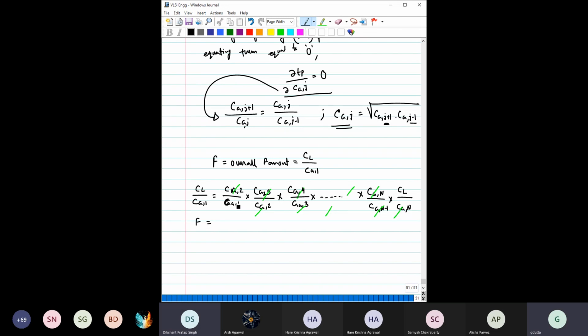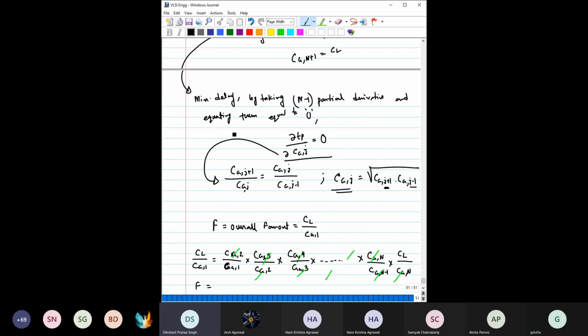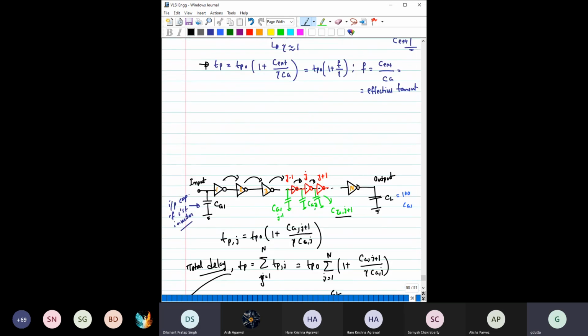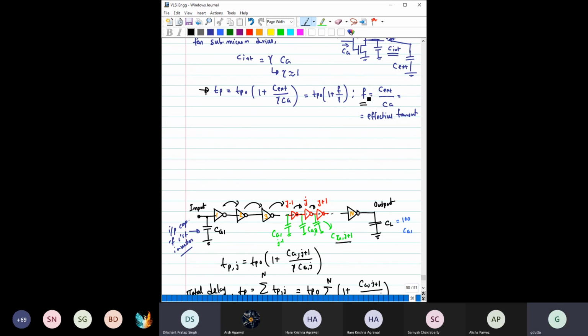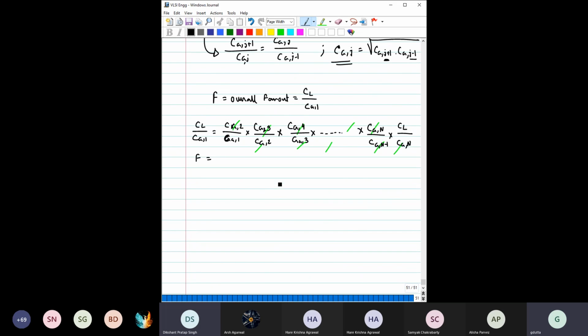Now what is this? The first one is that factor, CG2 by CG1, and this is that scaling factor f for one single stage. So that means we are changing by f, so this part is f, this is f, this is f. How many times would it be? n times. So this F is equal to f to the power n, so f will be equal to the nth root of F.